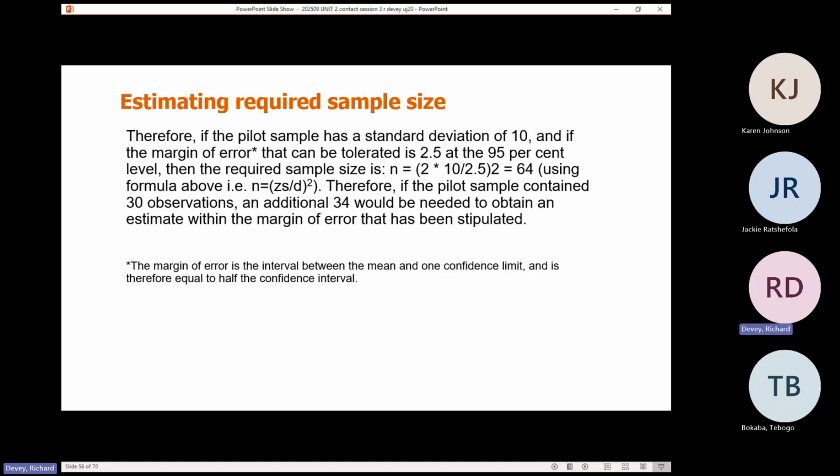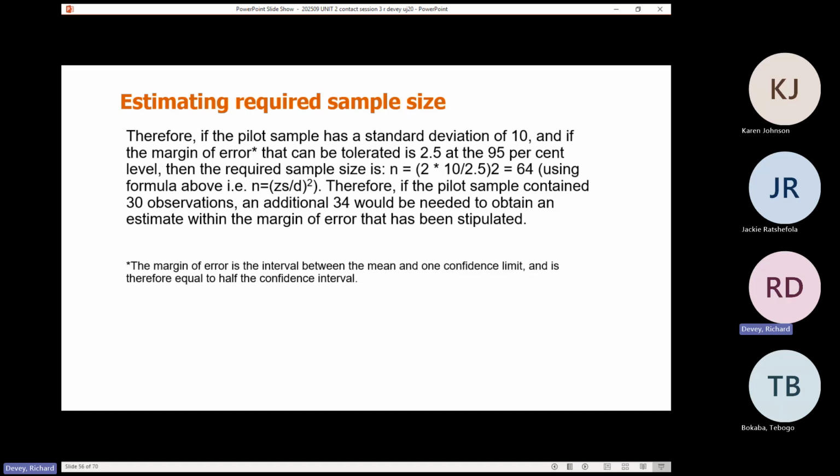So if our pilot sample contained 30 observations, that would mean we need to get an additional 34 to reach the sample size that we need for the given amount of error that we're prepared to tolerate. What should be evident from this is that the higher your standard deviation, the bigger your sample size is going to need to be, because then you need to control for that variation.